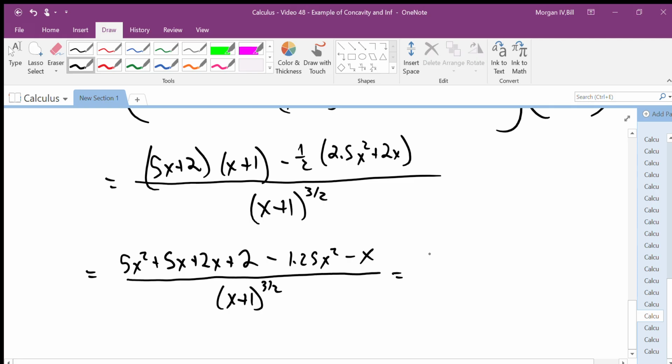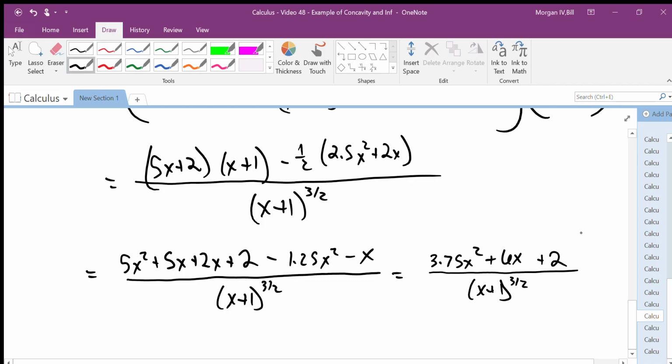Okay, so that would be 3.75x squared plus 5x plus 2x is 7x, minus x is 6x, and then plus 2. Okay. There you go. There is our second derivative.